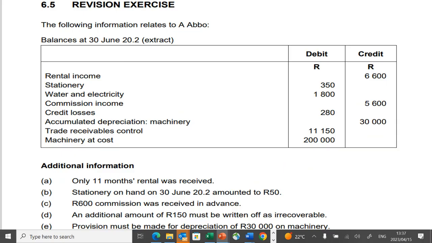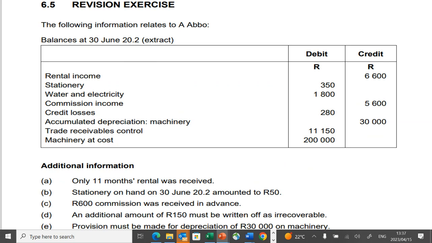B, stationery on hand at 30 June 20.2 amounted to 50 rand. So if you check stationery on this extract, we bought stationery of 350, but we were left with 50. So if we want to determine how much we have consumed, we have consumed only 300, but we'll show you as we proceed.